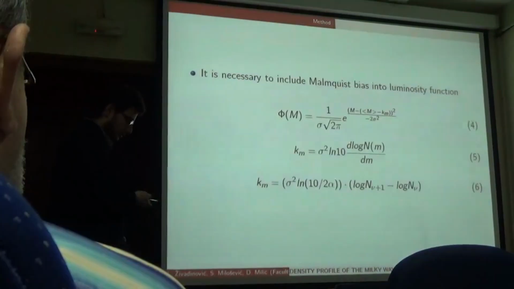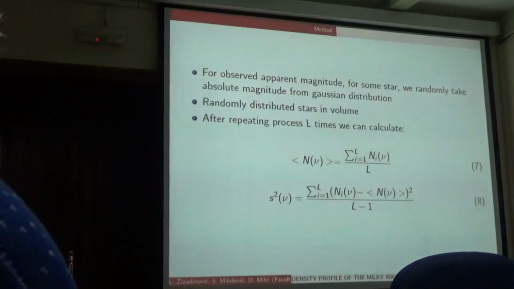So, of course, we need to include some effects like Malmquist bias, because we need to account for stars that are too faint, so we cannot see them.